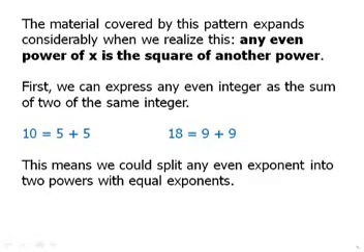But what this means is we could split any even exponent into two powers with equal exponents. So for example, if we had x to the 10th, we can of course write 10 as 5 plus 5, and x to the 5 plus 5, that would be x to the 5th times x to the 5th. So this is the sum of the exponents rule. And of course, x to the 5th times x to the 5th, anything times itself, that is x to the 5th squared. And so this is how we would write an even power as the square of something.